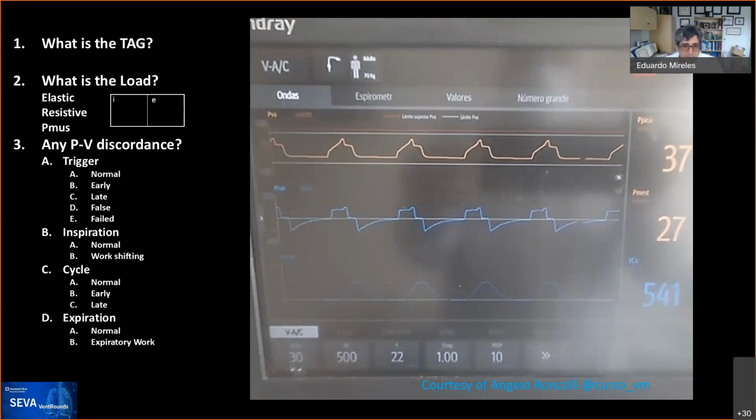Look at this mode. This is a ventilator that this was the first time that I knew that Mindray made ventilators. I was unaware of that. This ventilator comes from Brazil, which is where Angelo Roncalli is, and he posted this image. So it's volume, what it would be, BAC is the mode there. I put exactly as it comes on the Twitter feed.